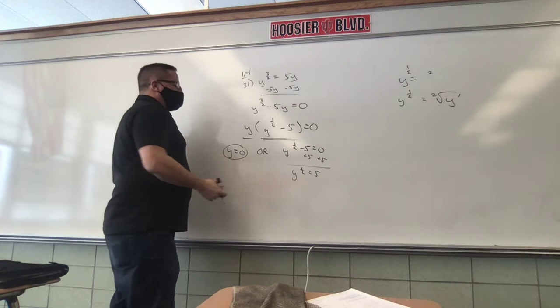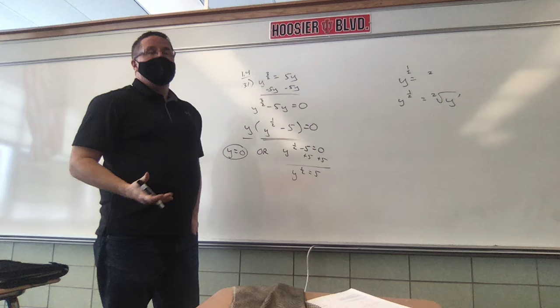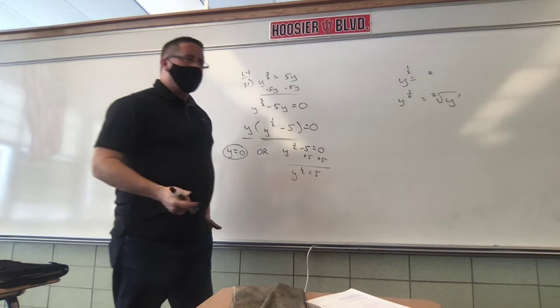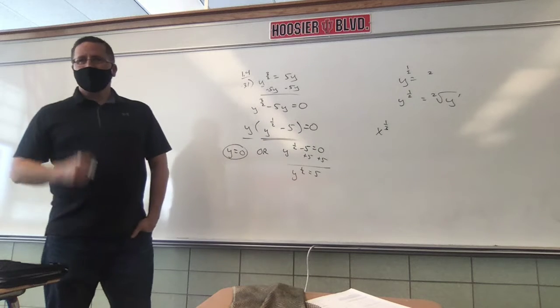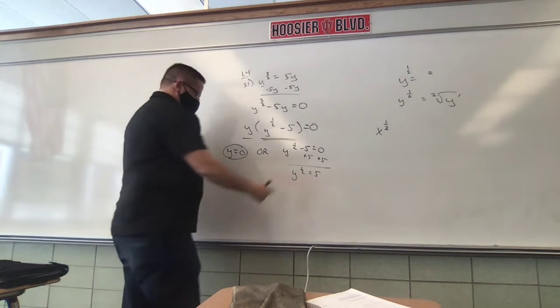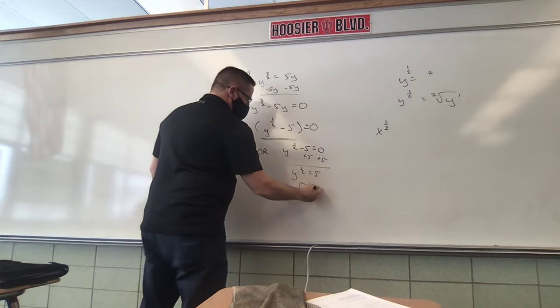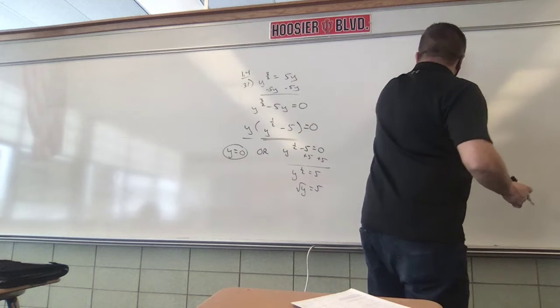So what I want you to understand is this. Y to the 1/2 power is the same thing as the square root. The half power is the square root. What's the 1/3 power the same as? The cube root. The 1/3 power is the cube root. So this is the same as the square root of y equals 5. How do we get rid of square roots?